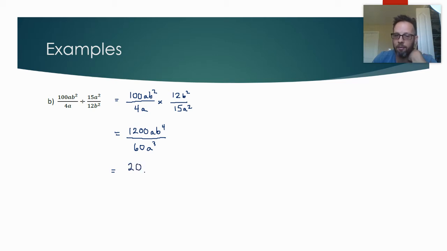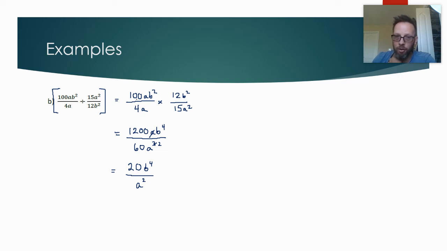Now I'm going to look at the a's. I have 1 a on top and 3 on the bottom. So ultimately, when I divide those out, a divides with one of these a's in the bottom. I'm left with a squared on the bottom, and I just have b to the power of 4 on top. So this is our simplified expression. This division of two rational expressions ultimately simplifies down to 20 times b to the power of 4 divided by a squared.